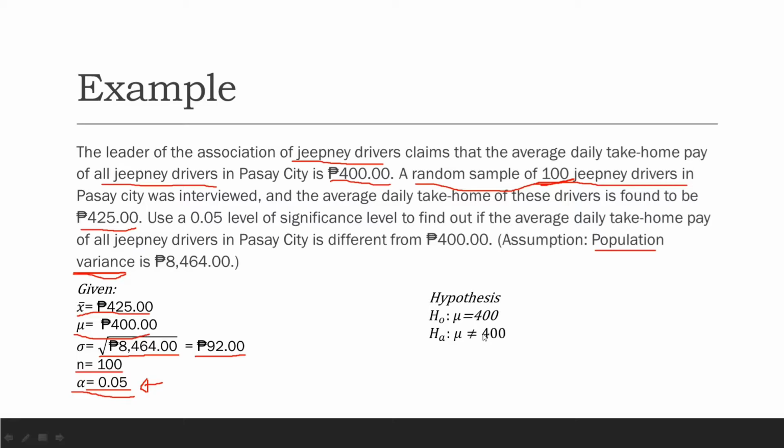If the symbol in the alternative hypothesis is not equal, ang ating tail dito ay yung two-tailed. So hindi natin alam kung dun siya sa negative or sa positive magfo-fall. So therefore, two-tailed ito. That's why ang gagamitin natin is two-tailed. Next is to know kung anong test statistic ang gagamitin natin. So we will look sa ating n.